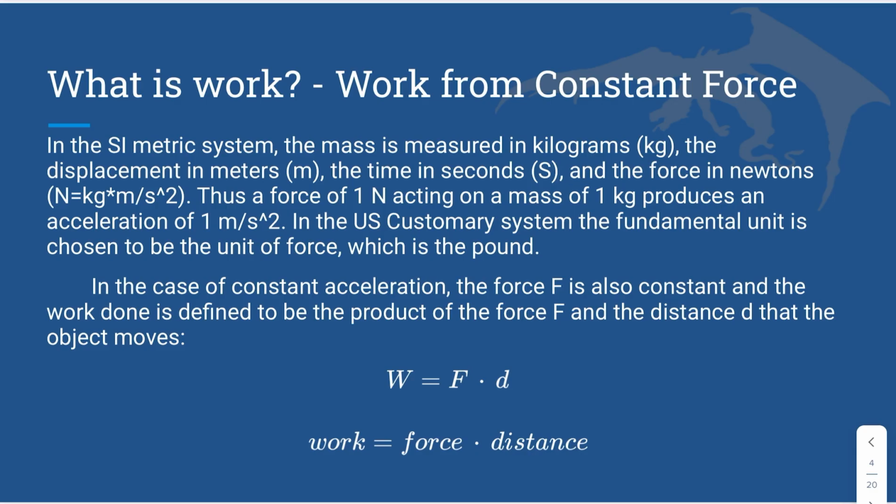The simplest case is where the force is constant. If the force is constant, the formula is simple. Work equals force times distance, or W equals F times D, for short. Now, in the metric system, mass is measured in kilograms, displacement in meters, time in seconds, and force in newtons. We see that 1 newton on a mass of 1 kilogram produces an acceleration of 1 meter per second squared.